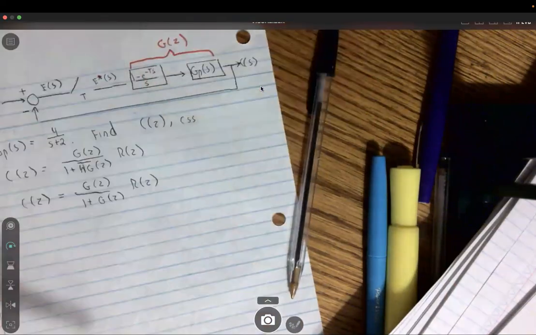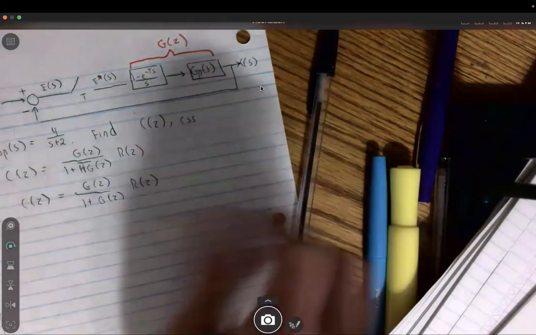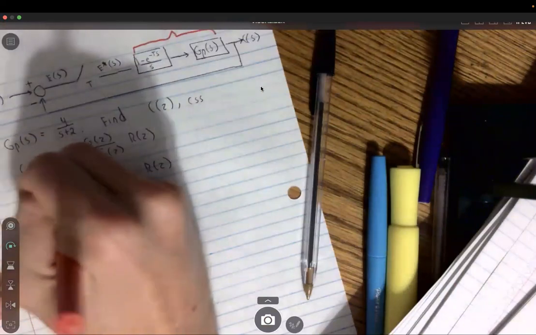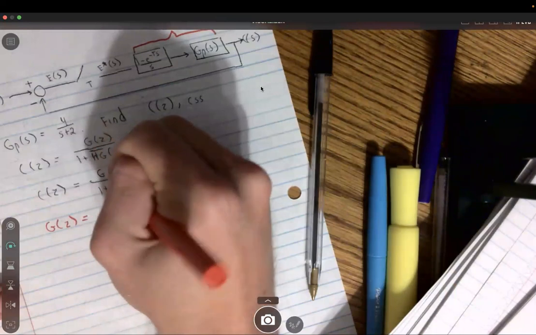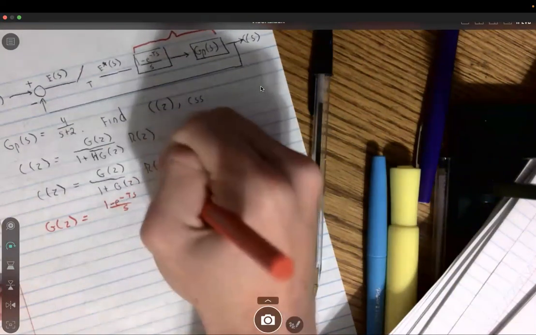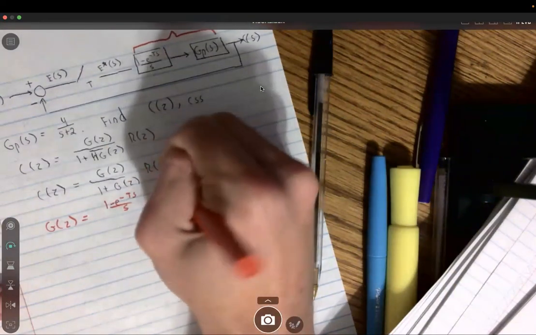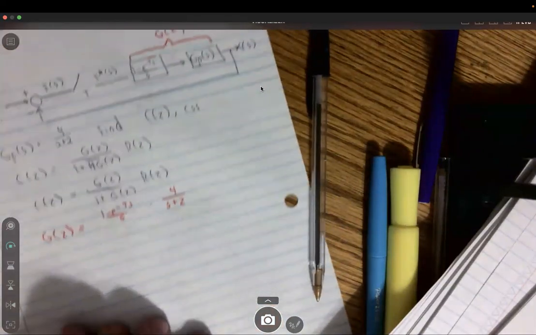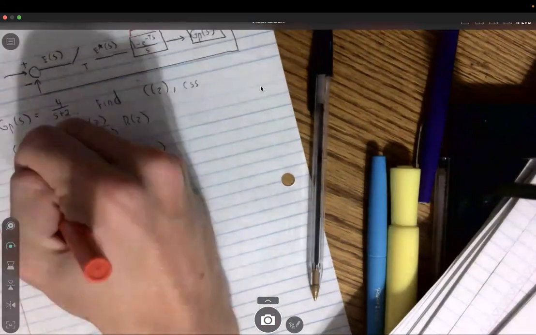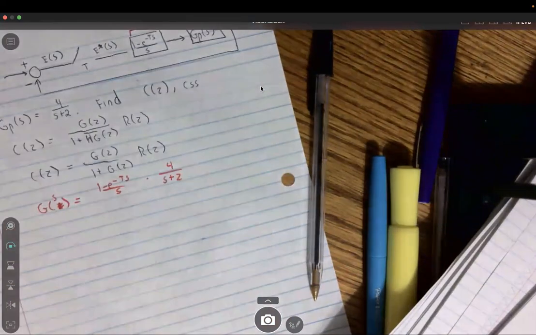So we have to find out what our G of Z is first. Our G of S is going to equal our zero order hold, (1 minus e to the negative T S) all over S, multiplied by 4 over S plus 2. That's what we have plugging in. Sorry, this is G of S right now; we haven't taken the Z domain of it.